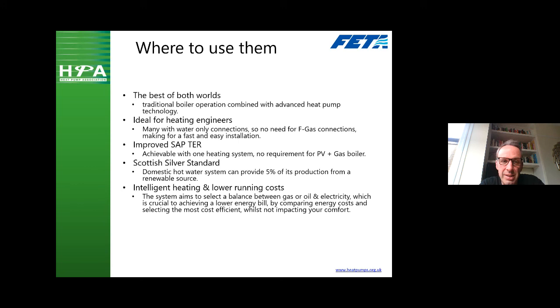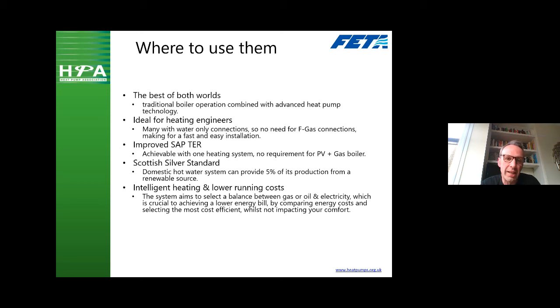In some instances, it can improve the SAP target emission rating or the dwelling emission rate, and this can be achievable with one heating system, i.e. a hybrid heating system. Certainly in Scotland, we've had instances where we can achieve the Scottish Silver standard using a hybrid system because the hybrid can contribute to the hot water generation and can provide at least 5% of the production from a renewable source.